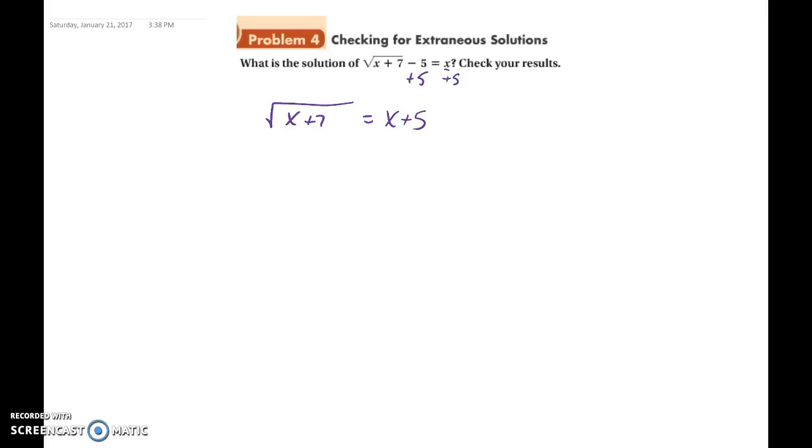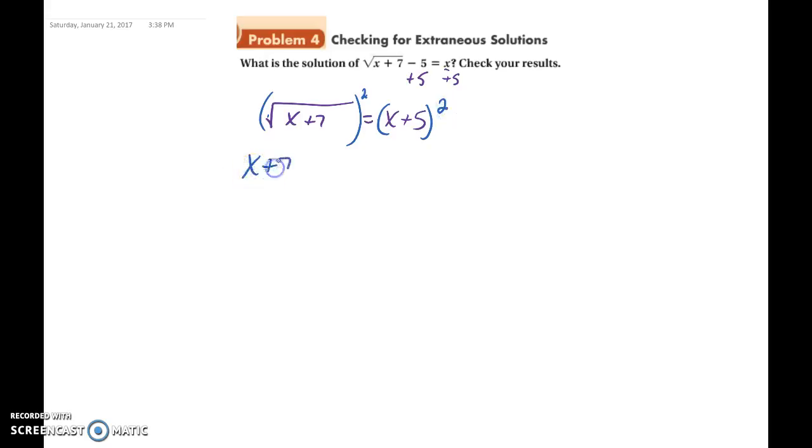Now to get rid of that radical, since there's no power and it's just an index, we can just raise it to the same power as our index, so we just need to square it. If this was 3, we would have to cube it. If this was 4, we'd have to raise it to the 4th power, and so on. What you do to one side, you have to do to the other.